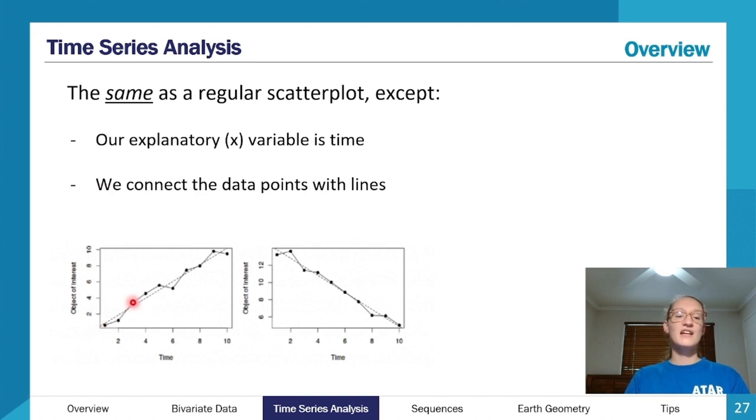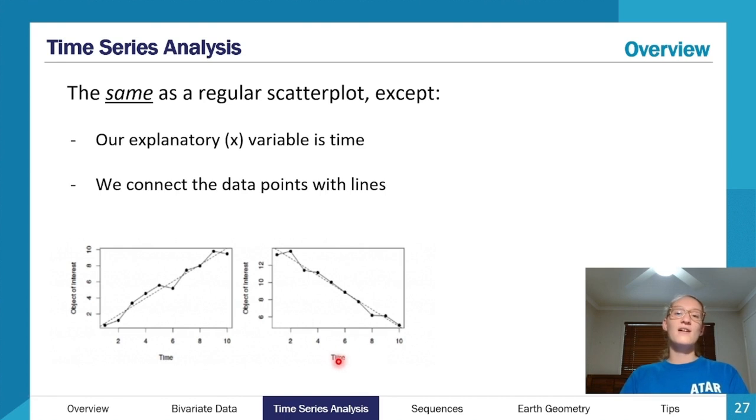We also connect the dots, whereas we don't do that in a scatter plot, where it would make the plot quite messy. But with time series analysis, we usually have just one data point, one recording, for each time point. Because time is a continual, precise, linear and unchanging relationship, that's why we can connect the dots. So it's quite similar to a scatter plot.